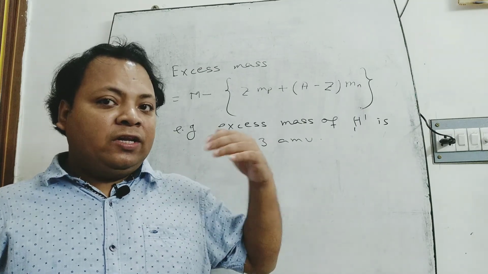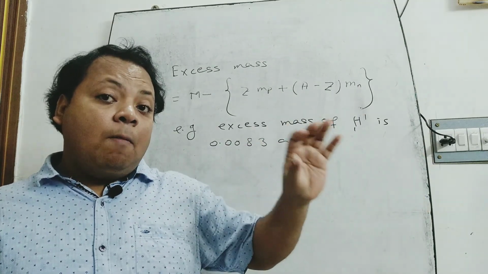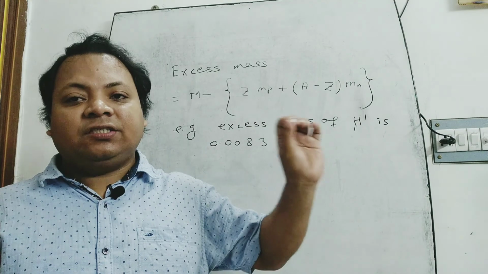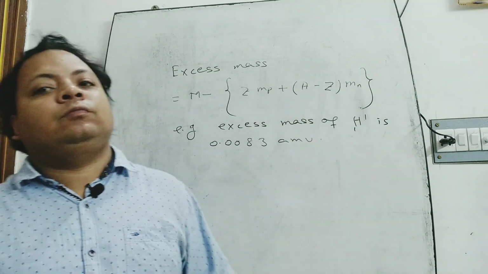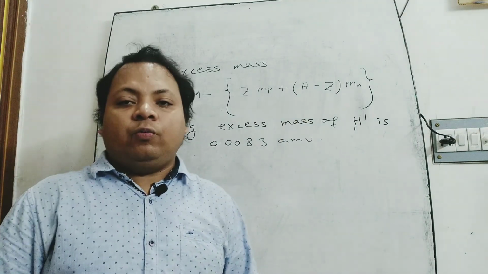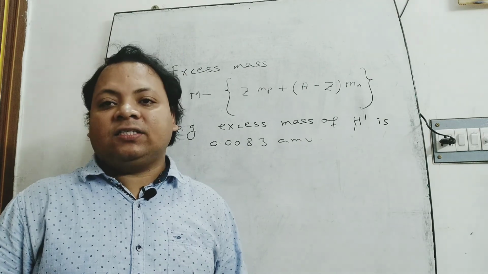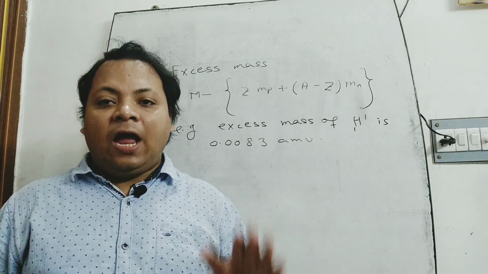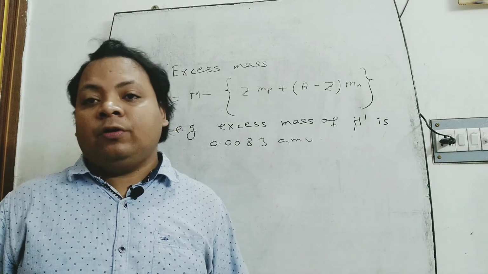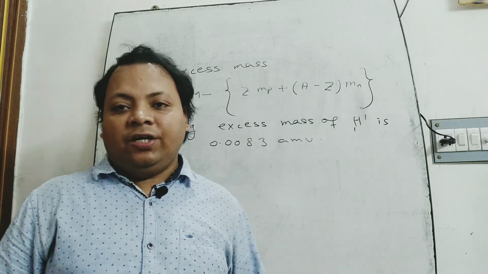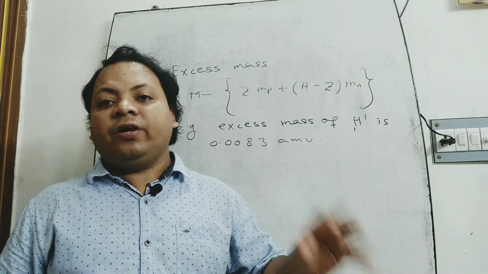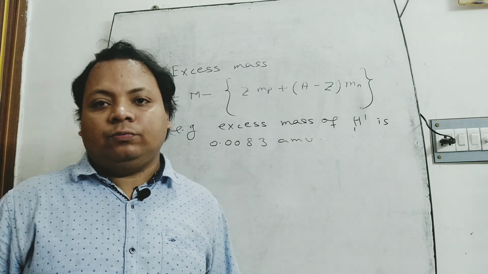In the case of heavy atoms, the mass defect is huge, but in the case of C12, that is a carbon atom having mass number 12, the mass defect is 0, or the packing fraction mass is 0.